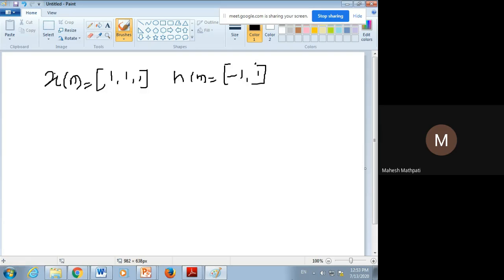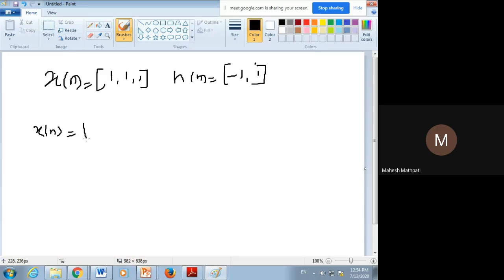So he has solved this example this way. First, let us take x of n equals this block, 1 1 1, which will also make it easier for you to understand. Then he has written h of minus n. So what are we doing in graphical form? What are we writing in graphical form?